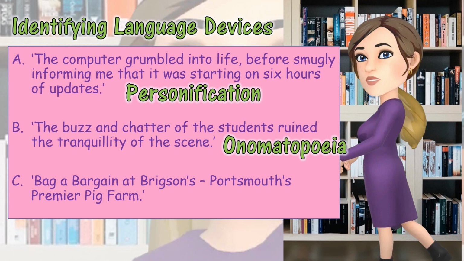And bag a bargain at Bridgeson's, the repetition of the initial B sound, and P sound for Portsmouth's premier pig farm, that's an example of alliteration. How did you do?